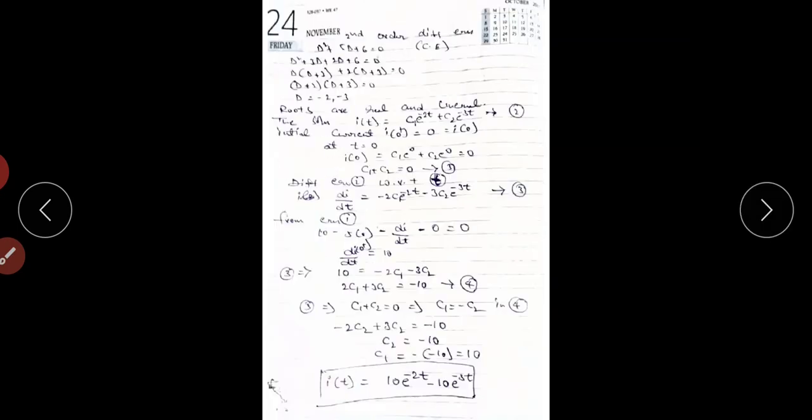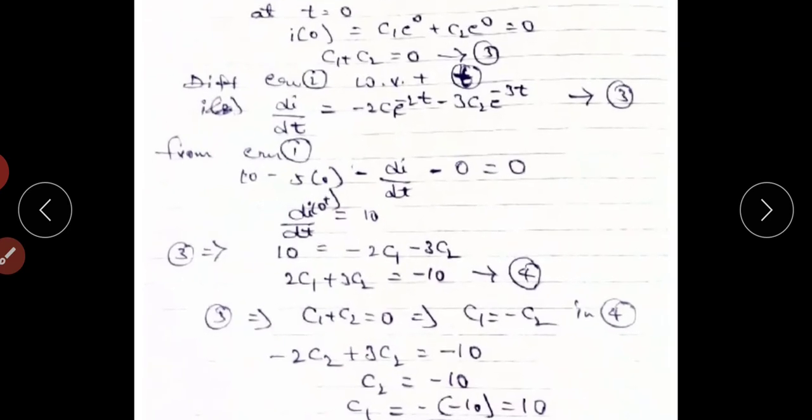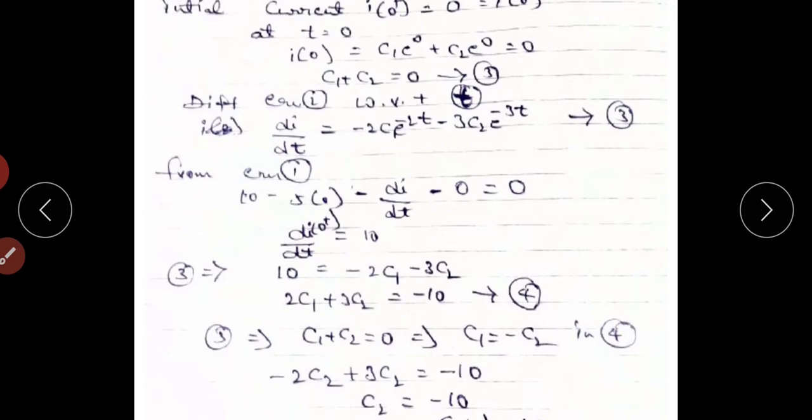Okay, we know that at t equals to 0 plus, the capacitor acts as a short circuit. Short circuit means its voltage equals 0. So this total term equals 0. So equation 1 becomes 10 minus 5 into 0 minus di by dt at 0 plus minus 0 equals 0. So di by dt at t equals to 0 plus equals 10.